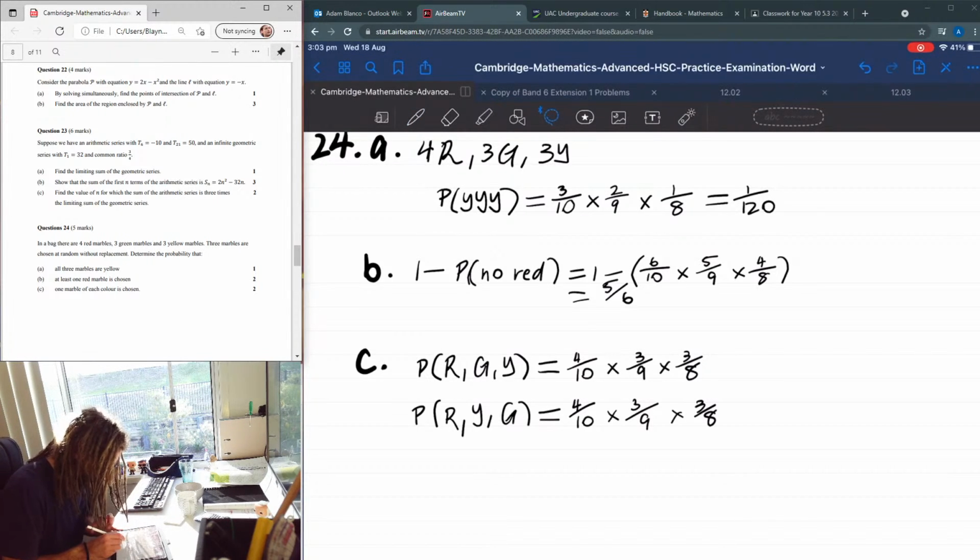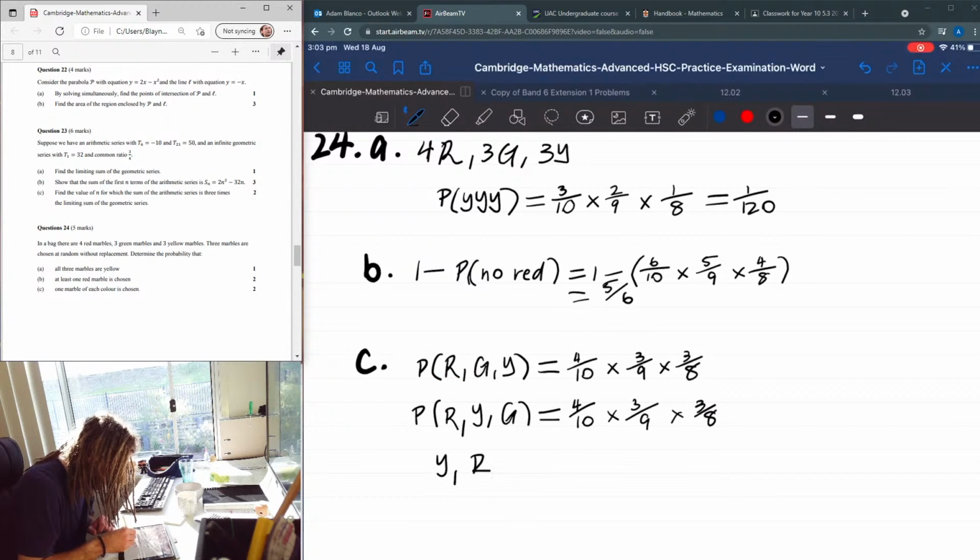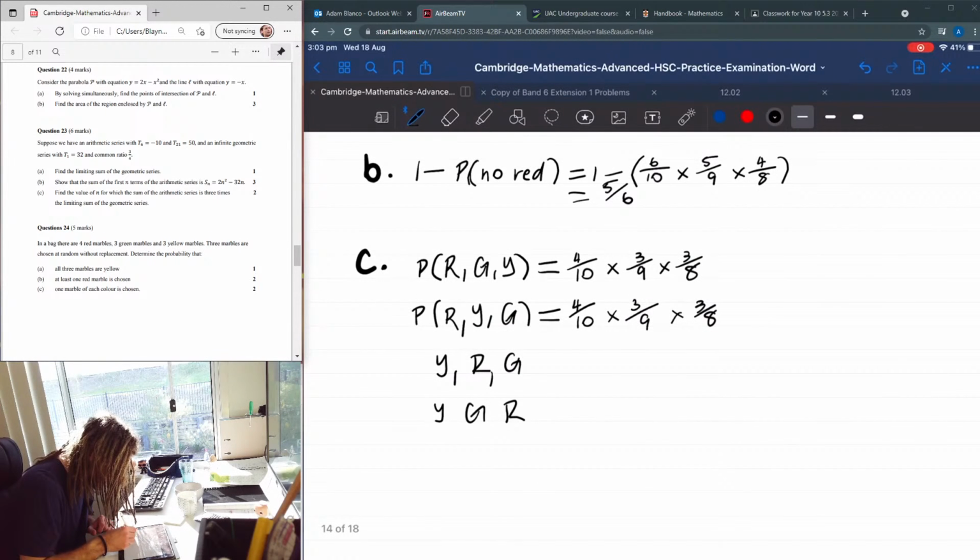No matter what you do, like if I chose red to be second, this would just go like this, and it doesn't change the value of it. So in other words, I just need to think of how many different ways this can happen. Like how many different arrangements are there? I can have red first, then green, yellow, or red first, then yellow, green. If you just list them out, I can have Y, red, green, and Y, green, red. Then G, R, Y, and then G, Y, R. So there are 6 of them.